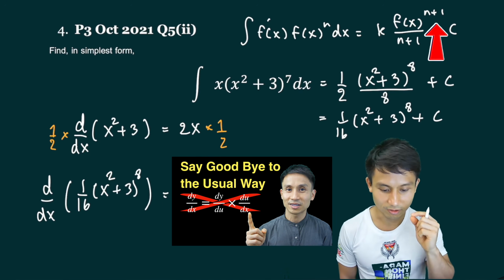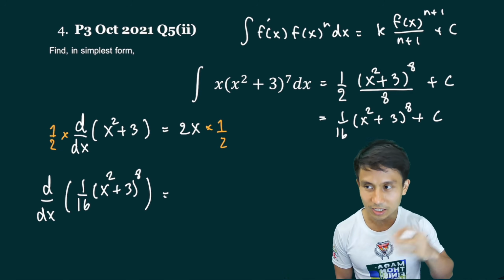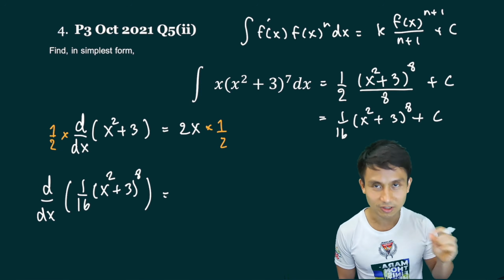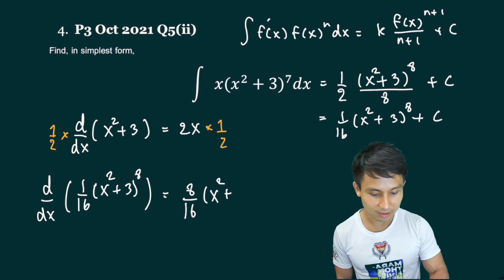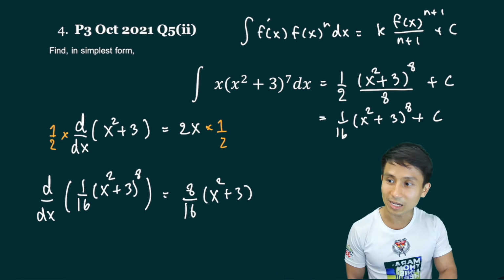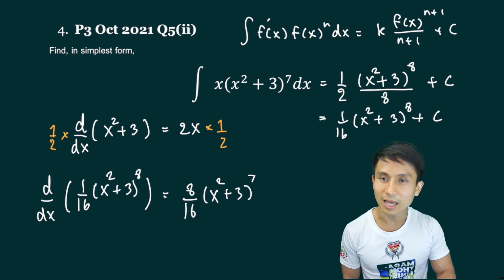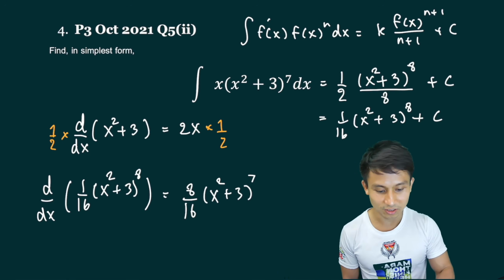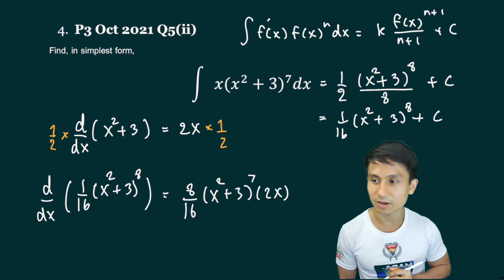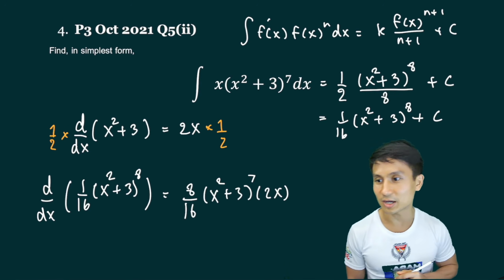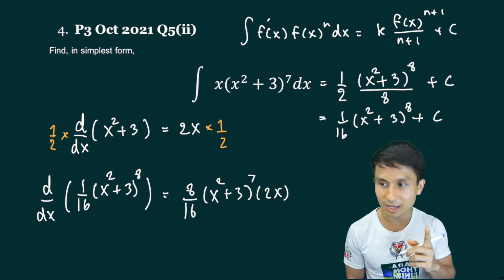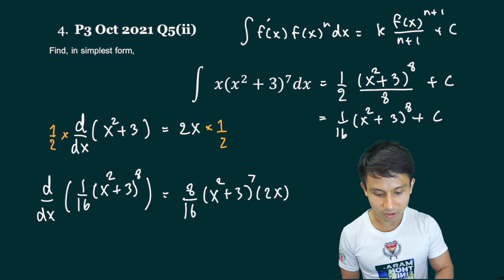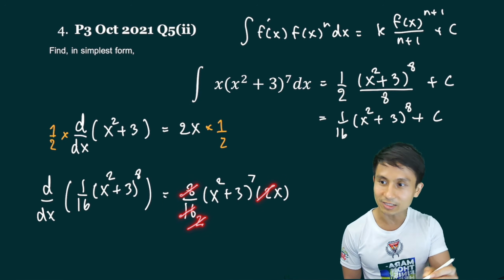Now, differentiate the outermost function first. It's something to the power of 8, so you bring 8 down, and then that thing to the power of 1 less, which is 7. And then you differentiate the inner function: you differentiate x squared plus 3, you get 2x. This is the chain rule. So if you simplify, 8 over 16 will cancel to 1/2, and then the 2s cancel. You get exactly that, right?